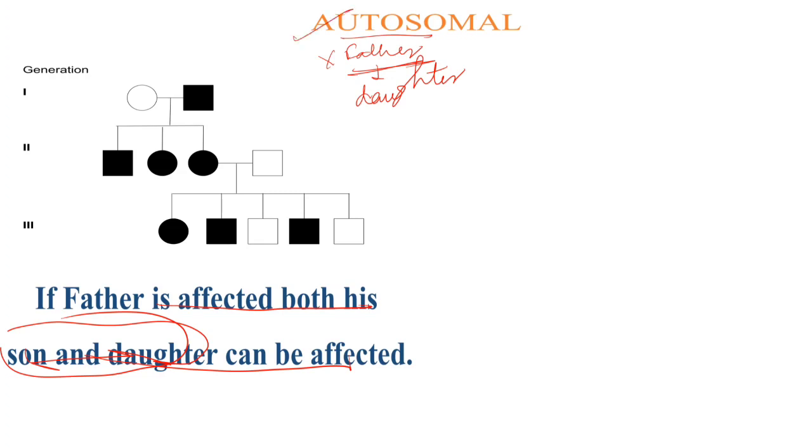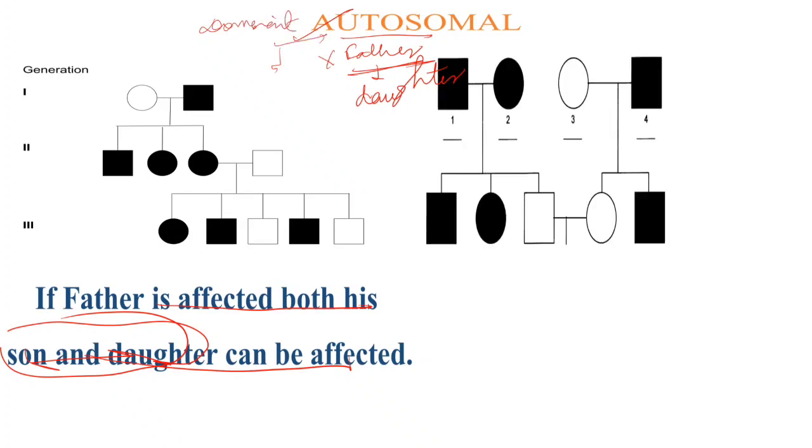So from applying these points, you will obviously come to know whether it is dominant sex-linked or dominant autosomal. Here you can see once again that if the father is affected, both son and daughter are affected, and here also if the father is affected, both son and daughters are affected.